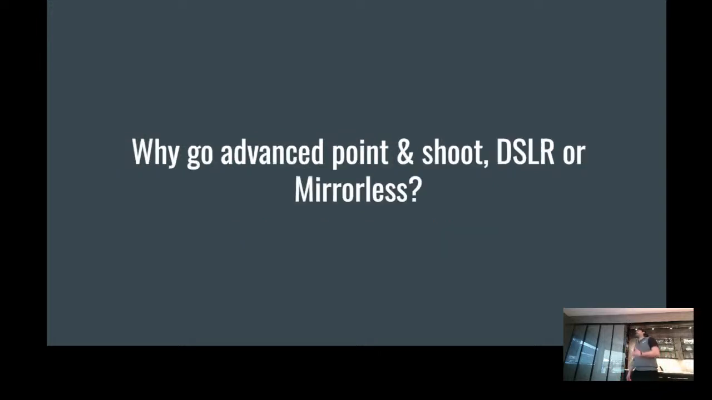So why do we want to go more advanced on point-and-shoot, DSLR, or mirrorless? I said it before, I'll say it again. It's to use the camera in its full functionality and up to its full potential. The camera can do a lot that you might not necessarily know about, but by learning that manual control, by understanding it a little bit better, and by just experimenting and practicing, there's a lot more that you can unlock on the camera that goes past setting it to auto and taking a picture.